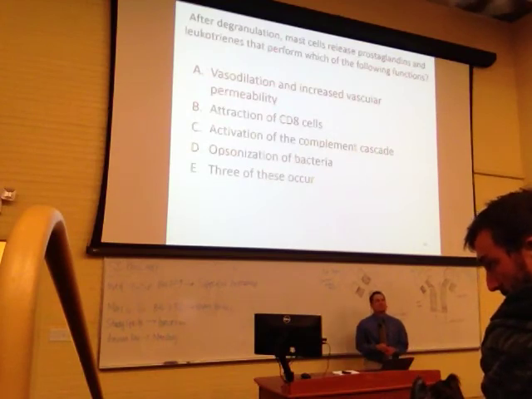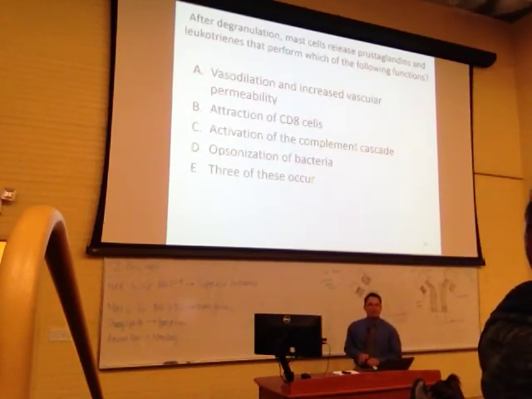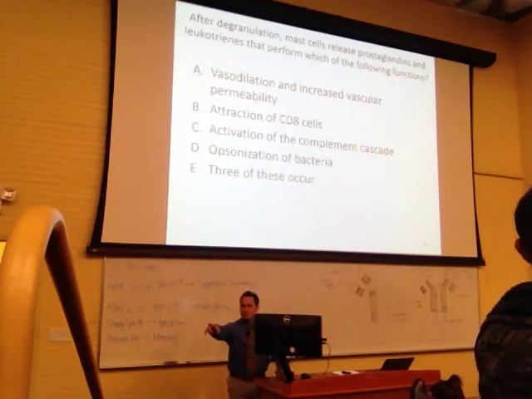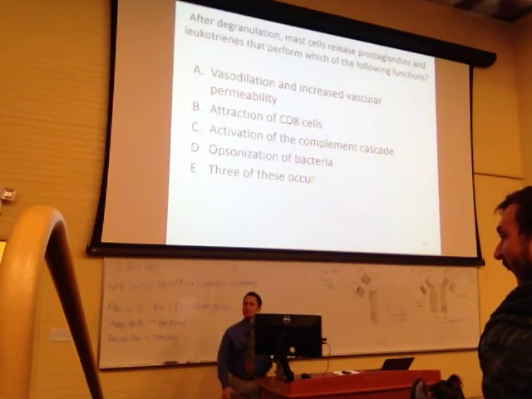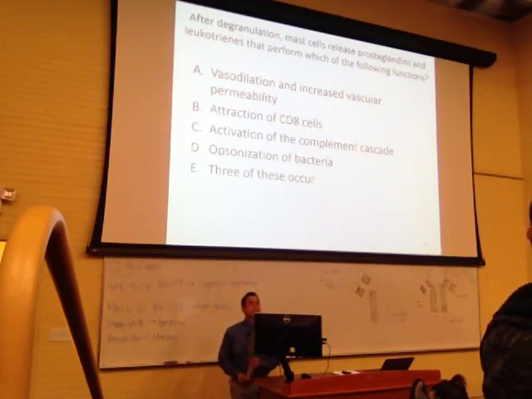So the answer here is A. Vasodilation, increased vascular permeability. Why? What if it's due to inflammation and that could cause all the branches of the blood vessels and all that stuff. You guys hearing that? She says, isn't this due to inflammation? And the answer is absolutely.